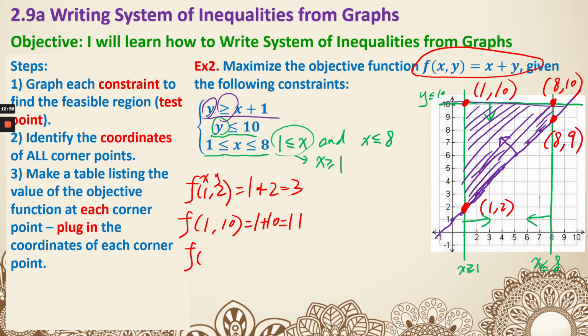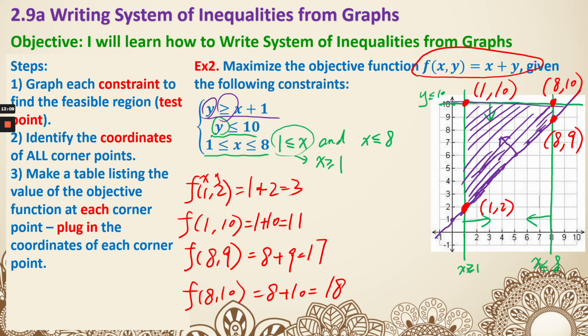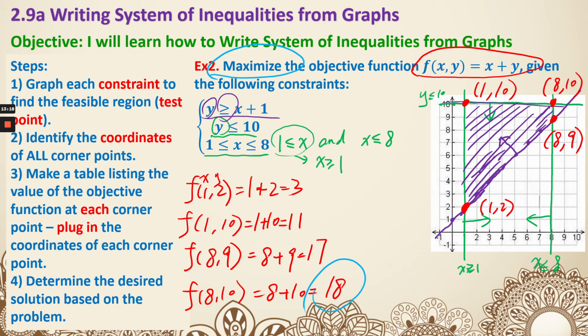Next, f of 8, 9. That's 8 plus 9, which is 17. Last one, f of 8, 10. This is 8 plus 10, so 18. Out of all of these numbers, you can clearly see 18 is the biggest because it's asking to maximize. So final step, we're going to decide the answer. Max equals 18 at 8, 10. So that's our final answer for example 2.